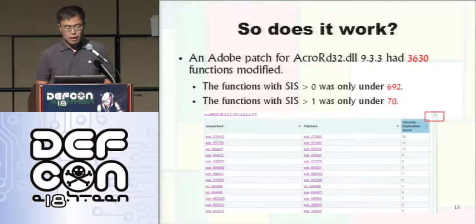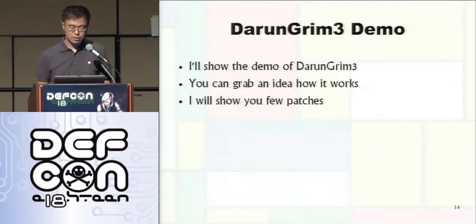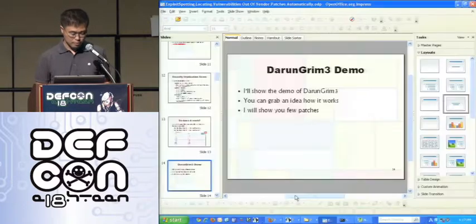If you use SIS, the security implication score, the entries with score 0 are only 692, and the entries with a score of more than 1 were only 70. So you can save a lot of time and effort here. I will show you how DarunGrim 3 looks.